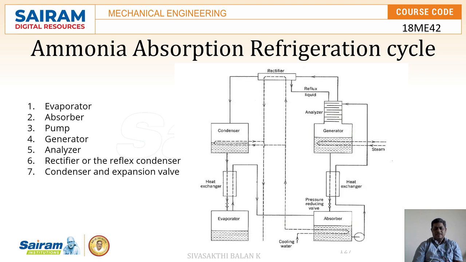The main advantage of this ammonia absorption refrigeration cycle compared to the vapor compression refrigeration cycle is we do not have a noisy mechanical device such as a compressor in this system. It's a noiseless refrigeration cycle. That is the main advantage of the ammonia absorption refrigeration cycle. And let us see the working principle of the ammonia absorption refrigeration cycle in an animation video. Just watch this video, we come to know the working of the ammonia absorption refrigeration cycle.